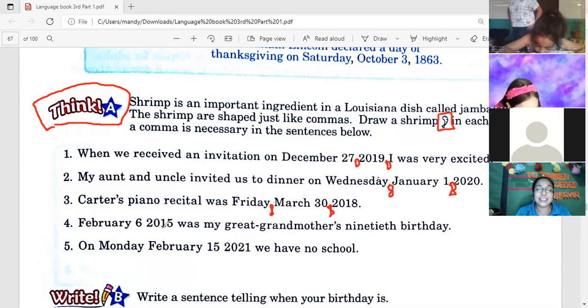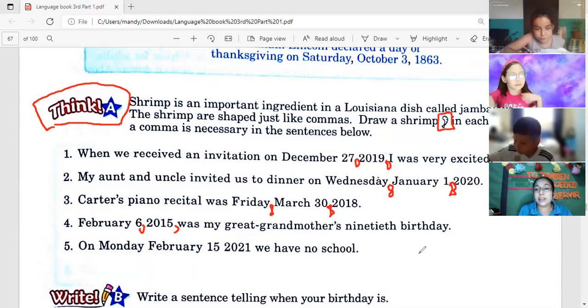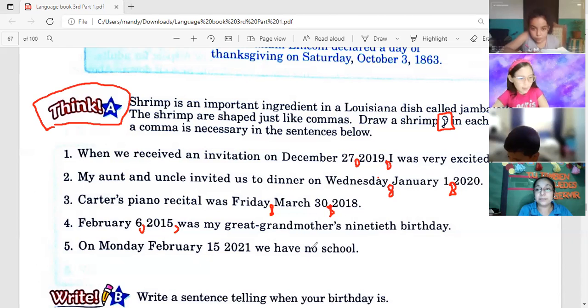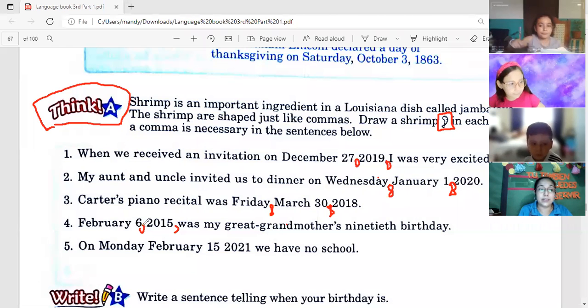February 6, 2015 was my great grandmother's 90th birthday. So in that case, February 6. You draw in that part, 2015, comma, was my great grandmother's 90th birthday. You draw others too, yeah?